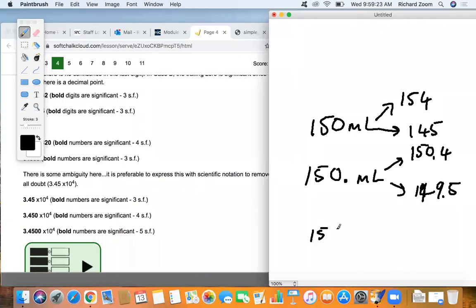If I had 151 mils, you'd have no problem telling me that it was three significant figures. Why should the zero be penalized just because it's a zero? The reason we put the dot after it is to put in the decimal point to determine that it is actually a significant figure. Without that dot, it's simply a placeholder. So we need a way of defining whether a zero is significant or not, and we do that by putting in the dot. Does anybody have any questions?